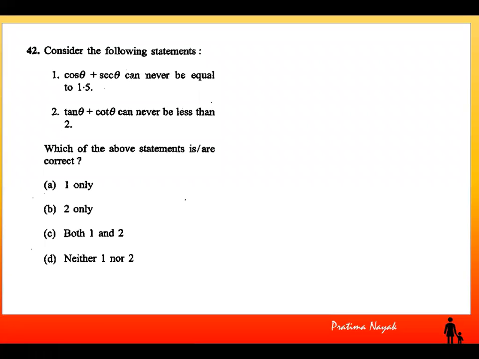Next, consider the following statements. One: cos theta plus sec theta can never be equal to 1.5. Two: tan theta plus cot theta can never be less than 2. Which of the following statements is or are correct? 1 only, 2 only, both 1 and 2, neither 1 nor 2.